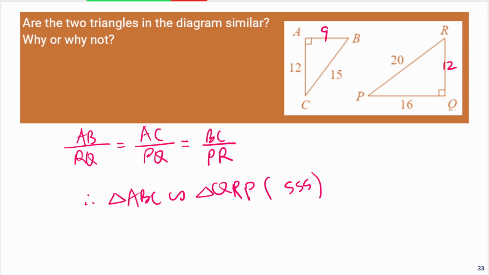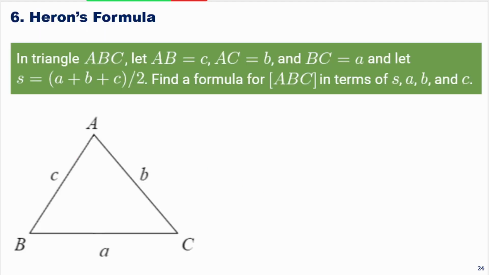Okay, if no questions, let's consider another important concept, which is called Heron's formula. Consider this introductory question here. In triangle ABC, if we let AB equals c, AC equals b, and BC equals a, and let s equal half of a plus b plus c. In triangles, usually we use the letter s to denote half of the perimeter, which is half of a plus b plus c. Okay, and then can you find the formula for the area of ABC in terms of s, a, b, and c?